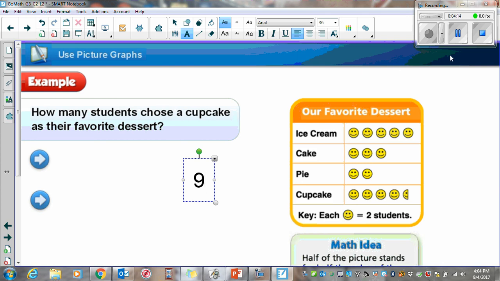And now we have seen how to use a pictograph to represent and interpret data.